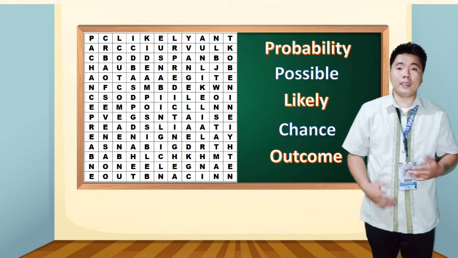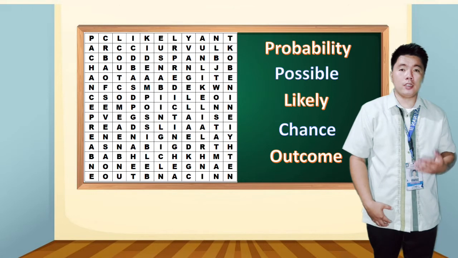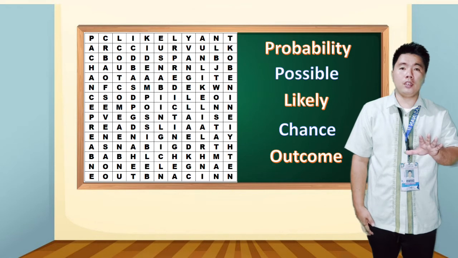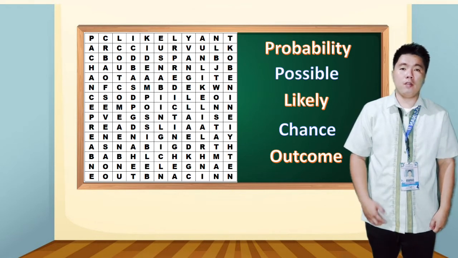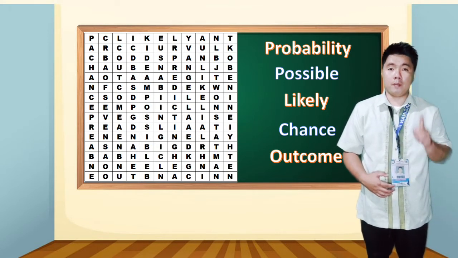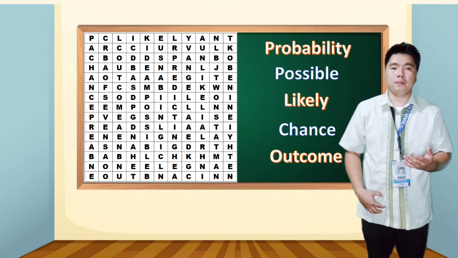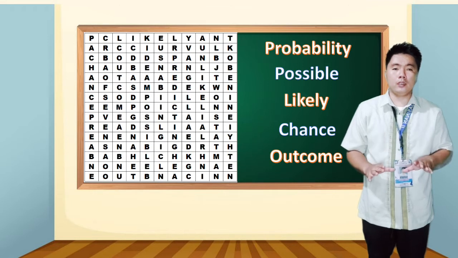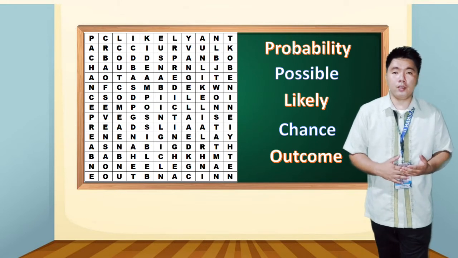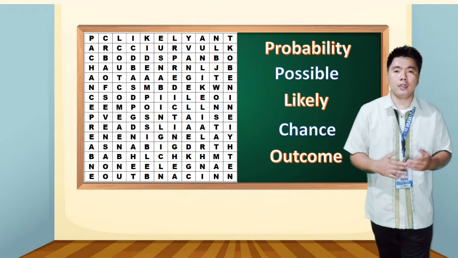Okay students, before we start, I will be giving you a game that I will be calling the word search game. For this task, you are given 5 words and you need to find them in the random letters that I'll be showing on the screen. The words that you need to find are probability, possible, likely, chance, and outcome. I'll be giving you 2 minutes to find the 5 words on the given screen.